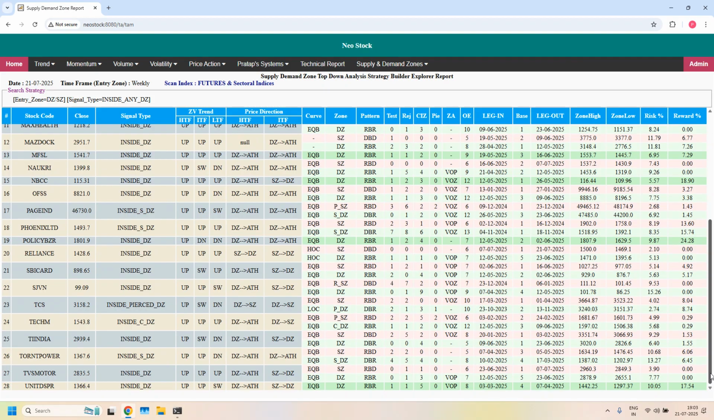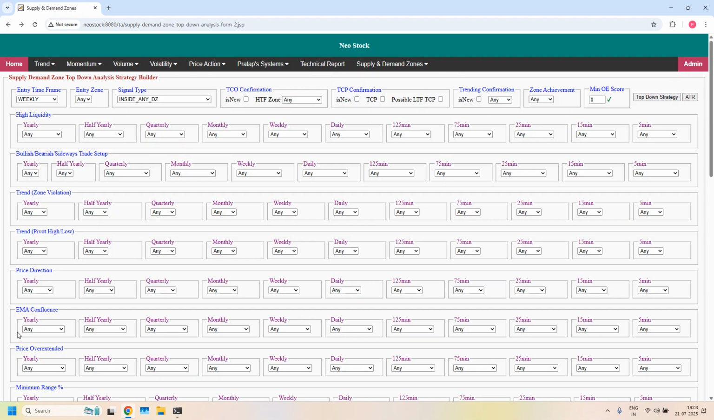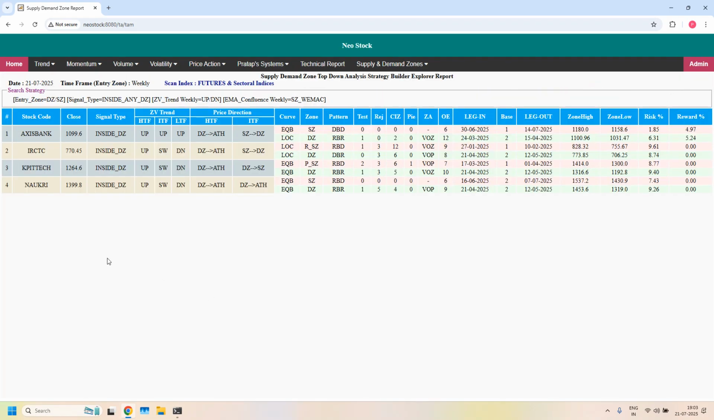Out of these 28, how many are having more high probability to get success, based on the EMA Confluence? Let's verify. In the EMA and weekly, I'm checking weekly supply zone with weekly EMA, and also trend on the weekly should not be sideways. It can be up or down. Let's filter. We got 4 stocks. These 4 weekly supply zones are having weekly EMA.